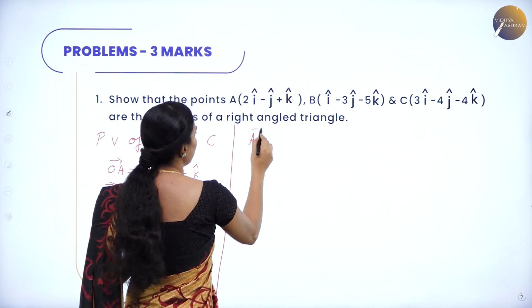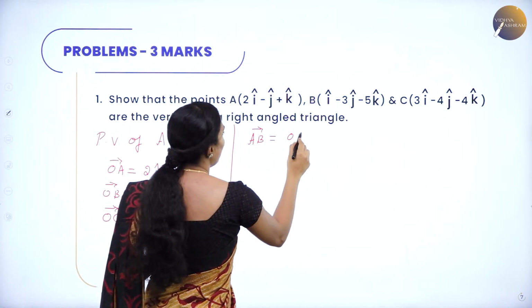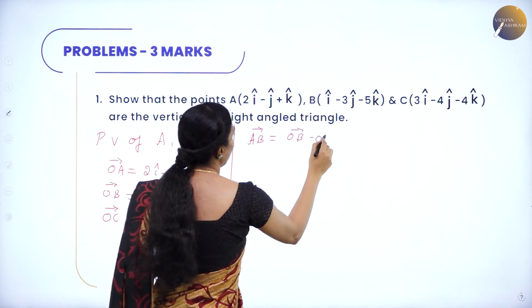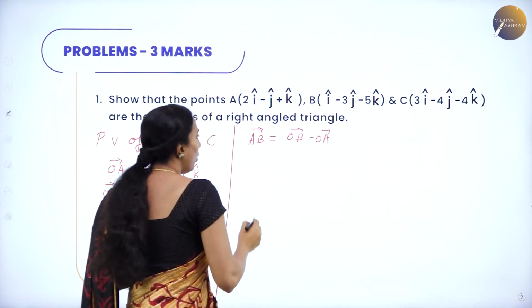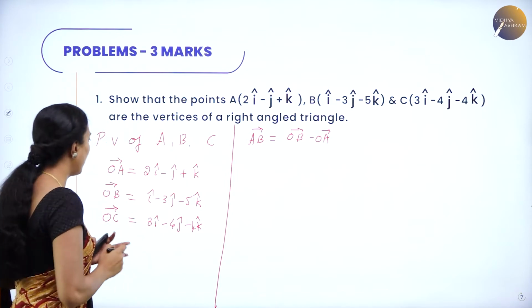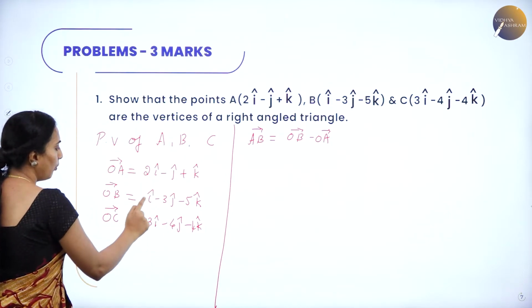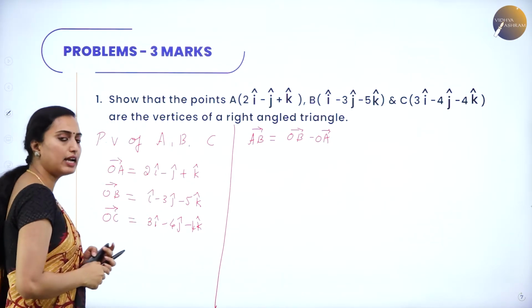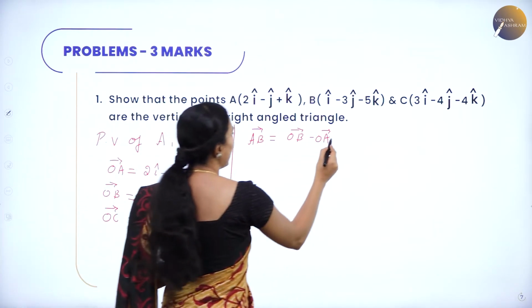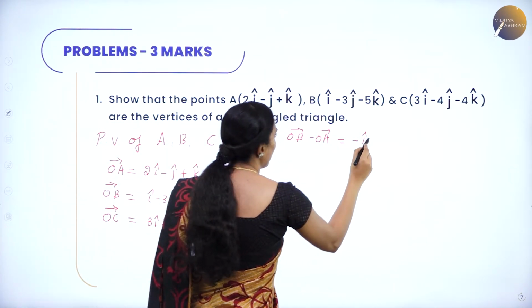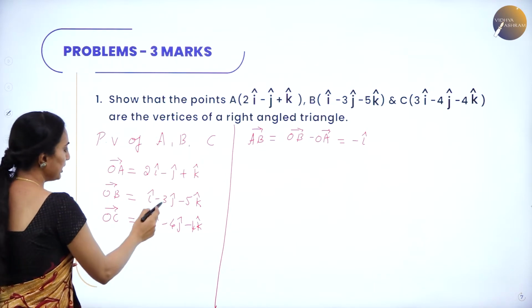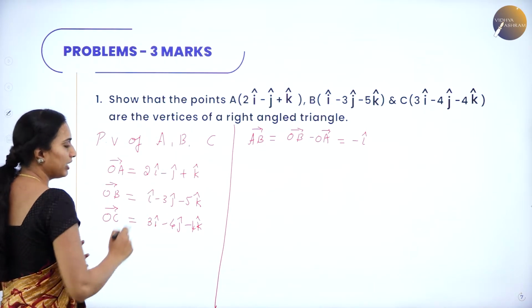AB vector, when the two points are given, is OB minus OA, correct? So let us find this OB minus OA. Here you can see OB minus OA: i minus 2i is nothing but minus i cap.